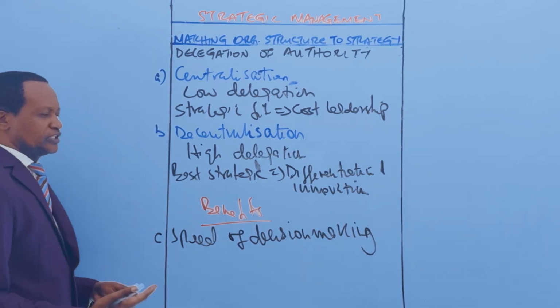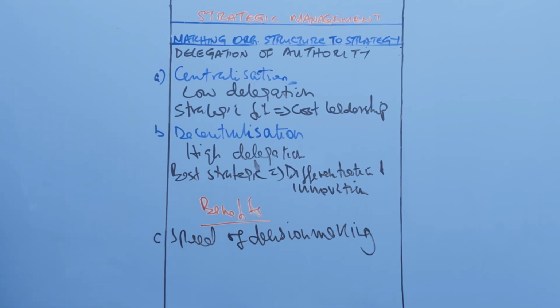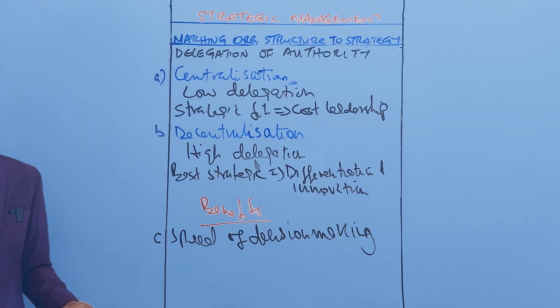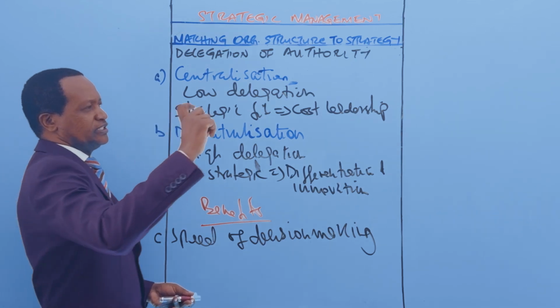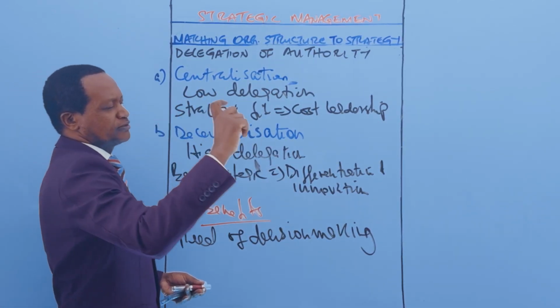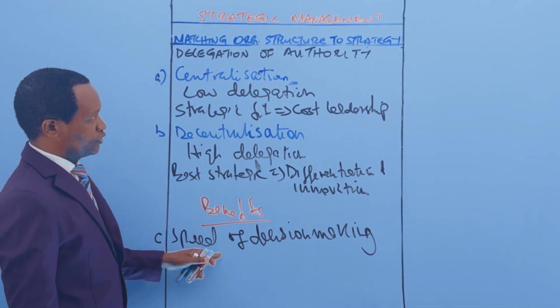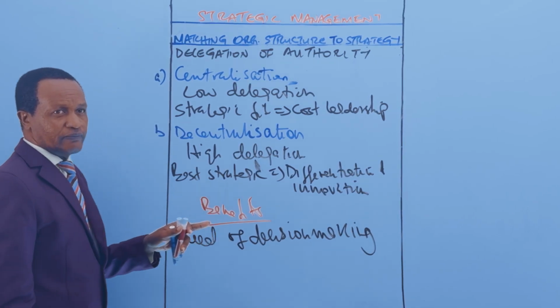For example, a local branch manager, say at a bank, KCB Bank, Equity Bank, any bank, can approve a loan immediately based on local knowledge, rather than waiting for a committee at the headquarters in Nairobi. The branch manager can make that decision because there is delegation of authority. So it enhances speed of decision making.